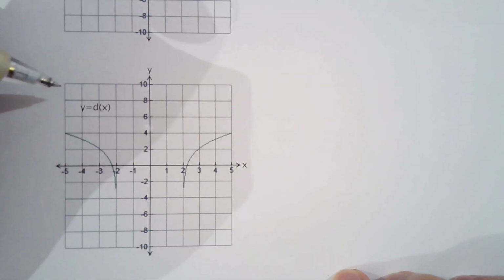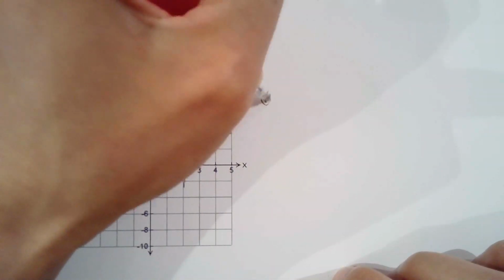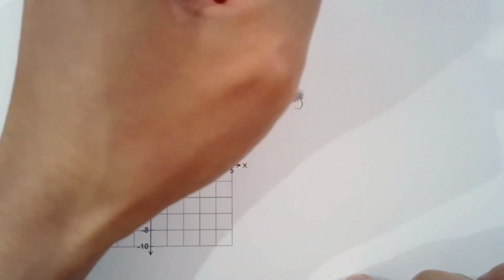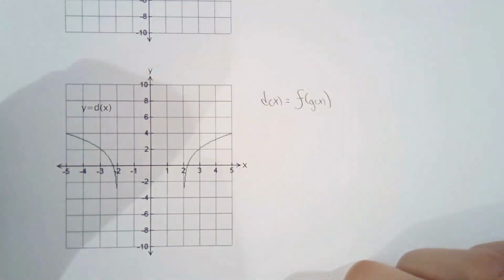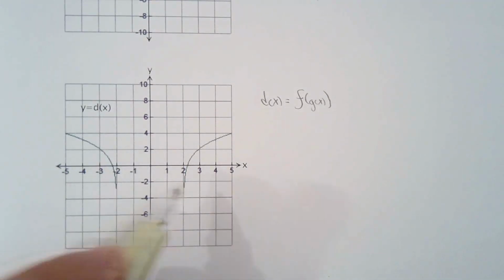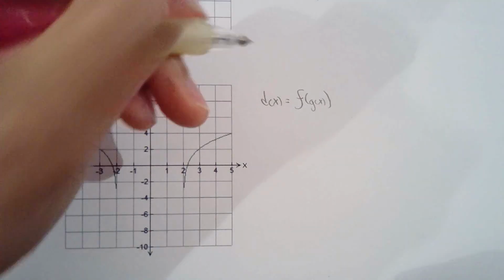Take your time, look at d of x. How did we combine f and g to create d of x? Okay, so this is the easy part. D of x is actually a composite function, so be careful. How did we nest it? It was f of g of x, because you'll get 3 log of x squared minus 4, and that's why you see this symmetry effect. You see the 2 vertical asymptotes as well.